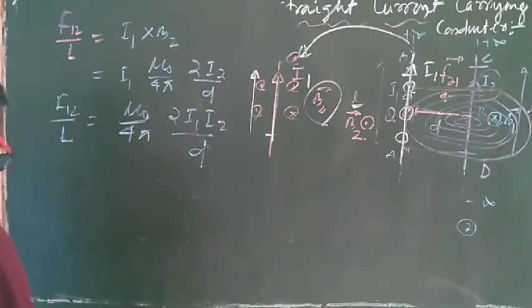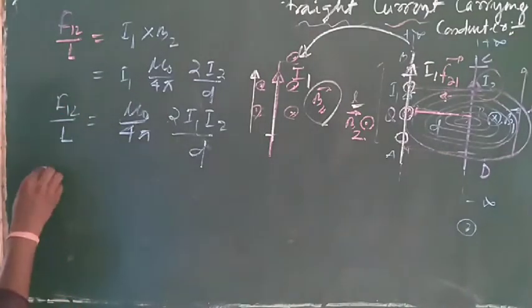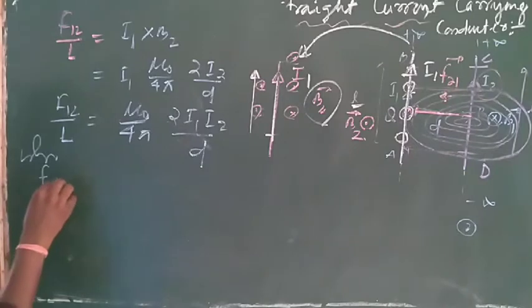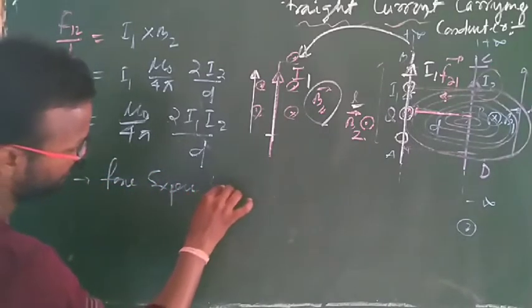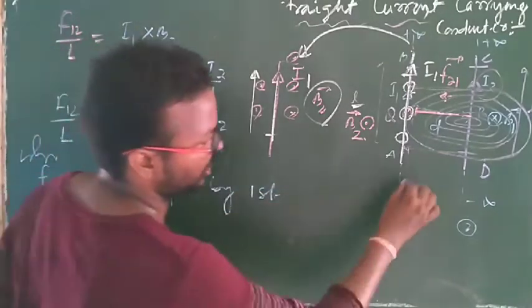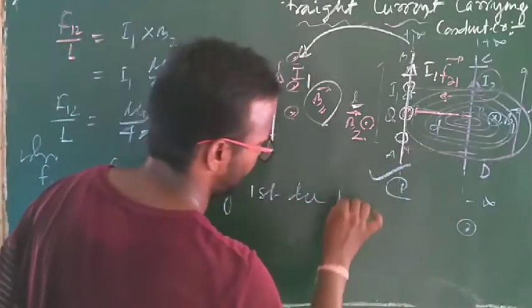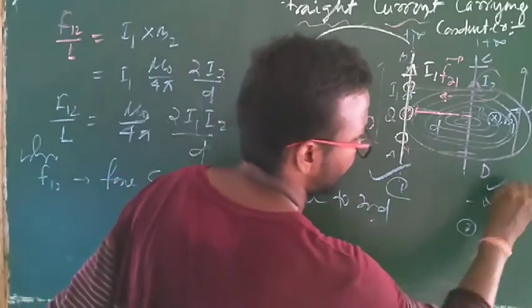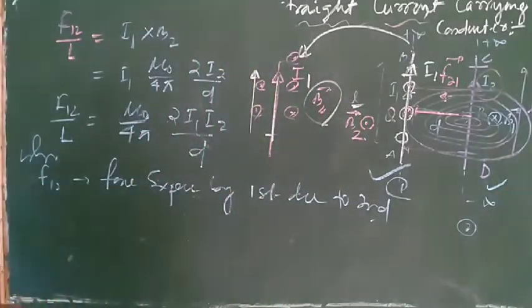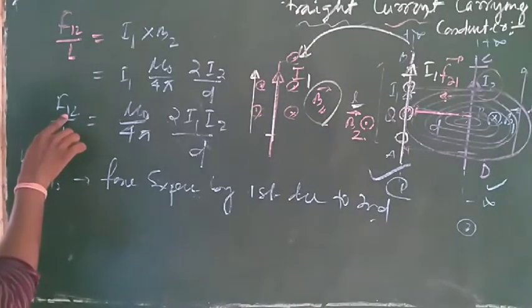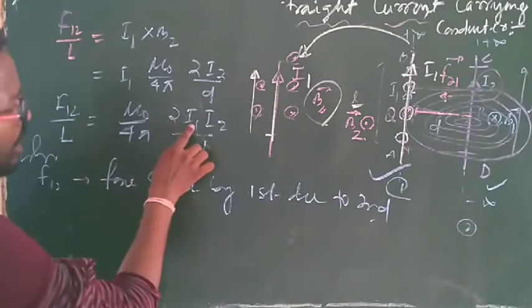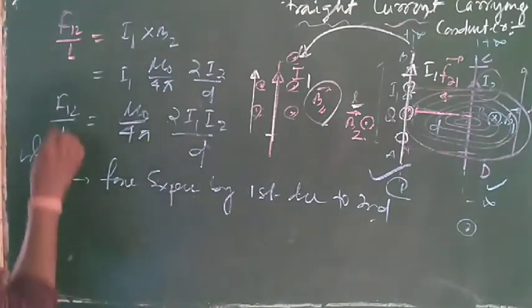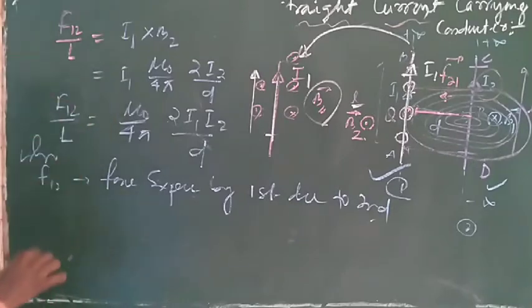What is F12? F12 means the force experienced by the first conductor, this conductor, due to the second conductor. Clear? So the force experienced by the first conductor due to the second one per unit length is equal to mu naught by 4 pi into 2 I1 I2 by D. But this is the magnitude only, so we have to find the direction of F12.